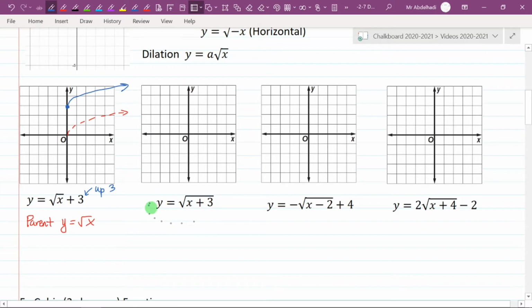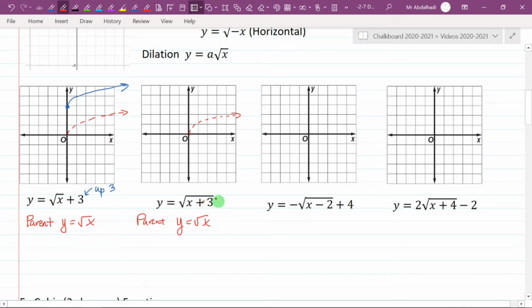Okay, how about this one here? Now, once again, the parent is still y equals square root of x. You recognize that this is not a parabola, this is not an absolute value, this is not a linear function, that this is a square root function. So right away you know the parent is y equals square root of x, and let me keep the same color scheme going. The parent is the red one here, right? So there's your parent, and you know your parent function is this right here.